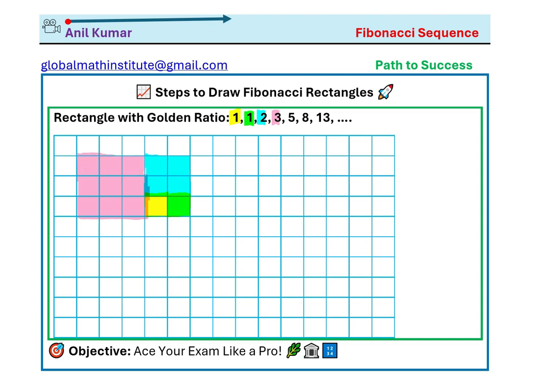Correct. So now we have a rectangle whose dimensions are 3 by 5. You can see that. 3 by 5 are the dimensions, and 5 is also the next number in our Fibonacci sequence. Do you see that? So one side is 5 units. The other one is 5 plus 3, 8, right? So a square of 5 units means 1, 2, 3, 4, 5, right? So we'll color all this.